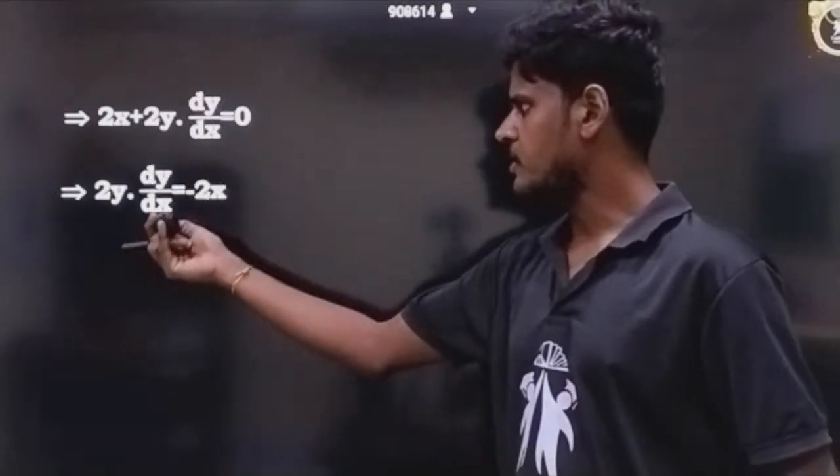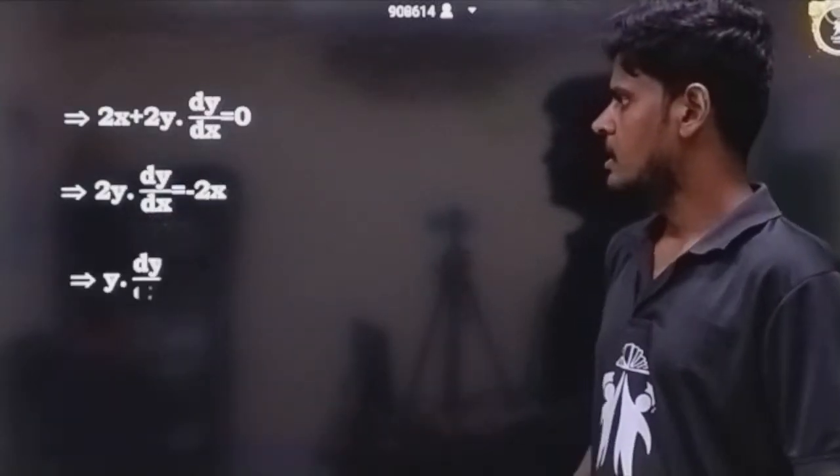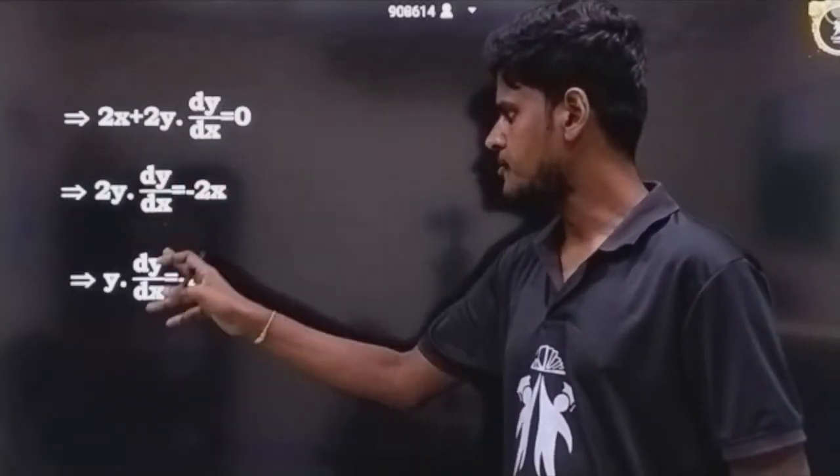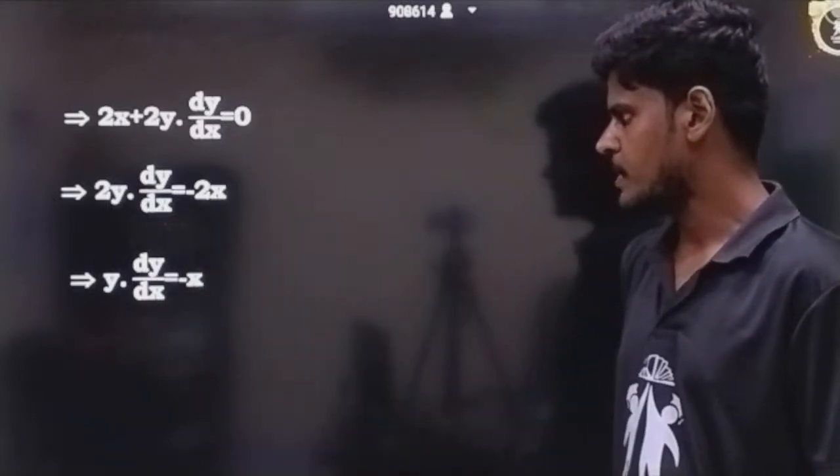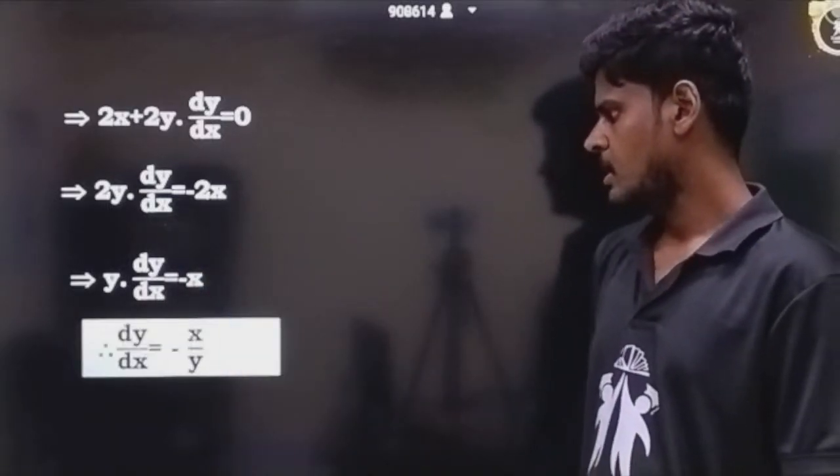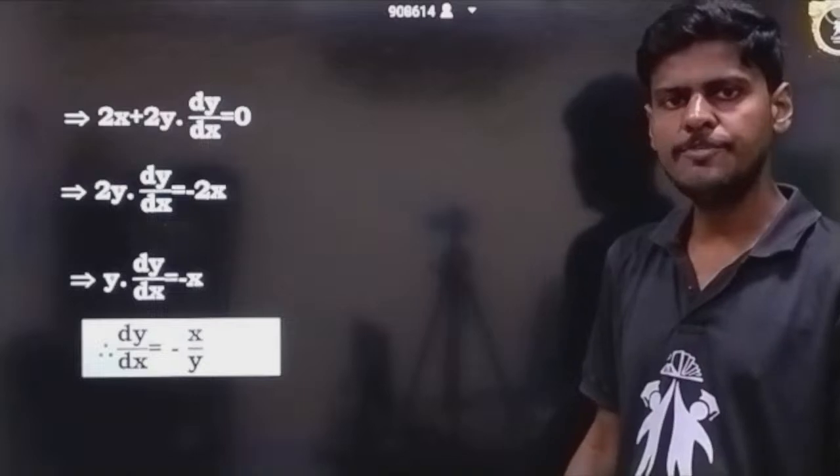Now from this we need to rewrite what is dy by dx. dy by dx is equal to minus of 2x by 2y, that is minus x by y. dy by dx equal to minus of x by y.